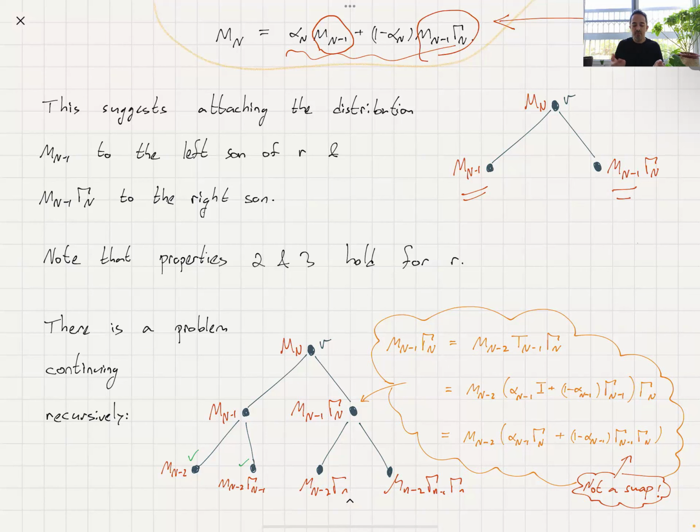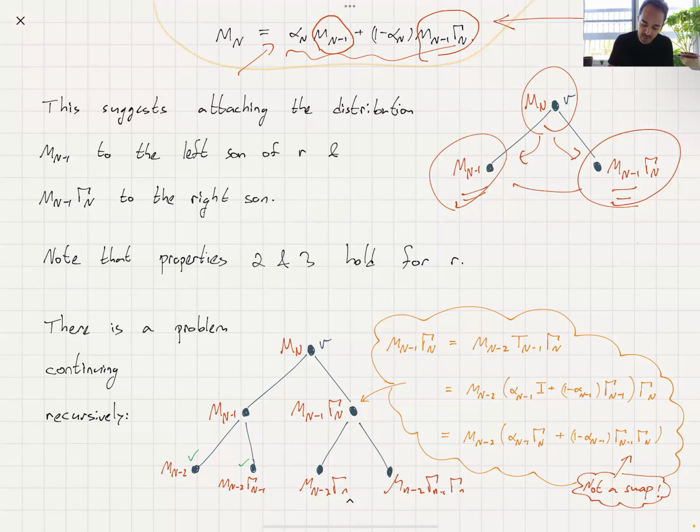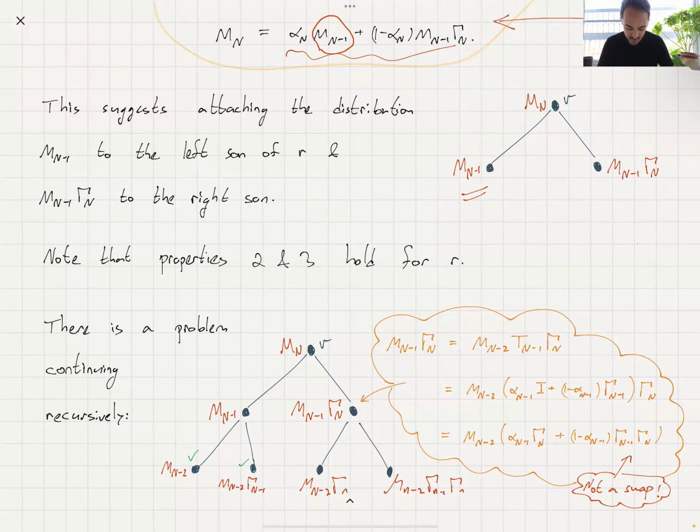I mean, I want two things. I want this thing to be a convex combination of these two, and that's kind of by design. That's what we did here. And secondly, I want that this distribution is obtained by that one from the left hand by multiplying by some swap, and here it is. Good, so no problems here. The problem is how to continue.